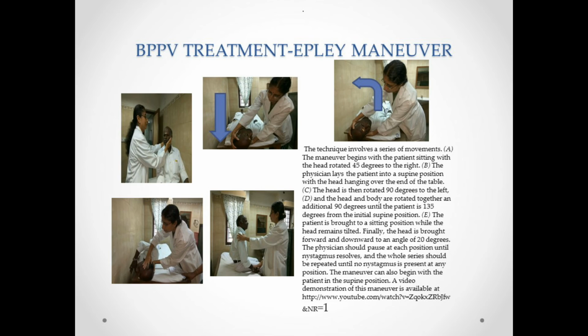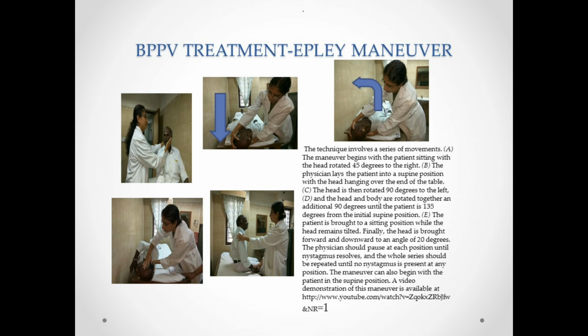C. The head is then rotated 90 degrees to the left. D. And the head and body are rotated together an additional 90 degrees until the patient is 135 degrees from the initial supine position. E. The patient is brought to a sitting position while the head remains tilted. Finally, the head is brought forward and downward to an angle of 20 degrees.